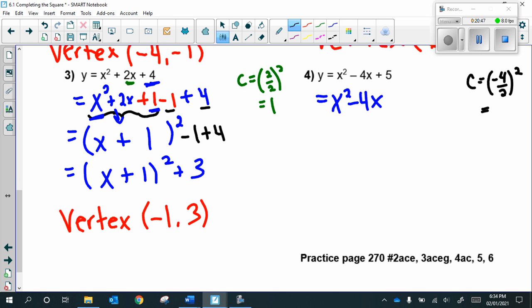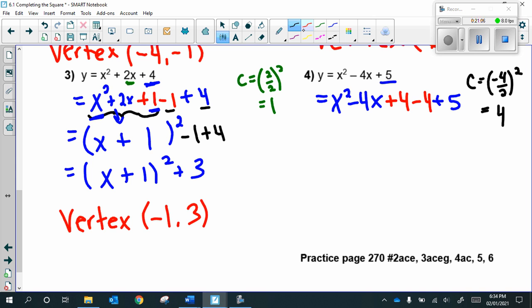Negative 4 divided by 2 is negative 2. Negative 2 squared is positive 4. Remember, that always has to be a positive. So to create my perfect square, I'm going to add 4 here. But because I added 4, I have to subtract 4 too. And then my last term is plus 5. Don't forget about that plus 5.